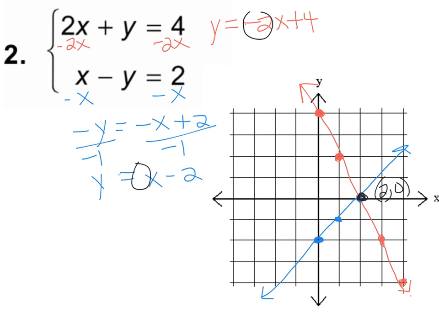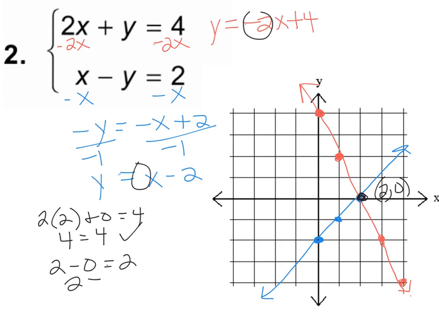You can check it in either the original equations up here or in the equations that we changed them into. You have to check it in one of these two, and then also either this one or this one. It does not matter, so whatever one you think is a little bit easier. I'm just going to use the originals. So 2 times 2 plus 0 = 4. So 4 = 4, so that one works. And then for the second one, 2 minus 0 = 2. And I get 2 = 2, so that works as well. So that means 2, 0 is my solution. 2, 0 is the only ordered pair that will work in both of those equations.